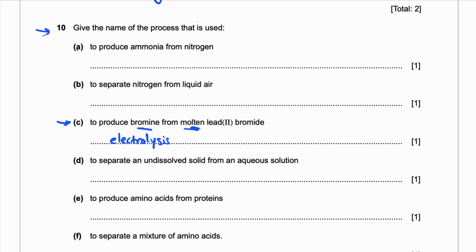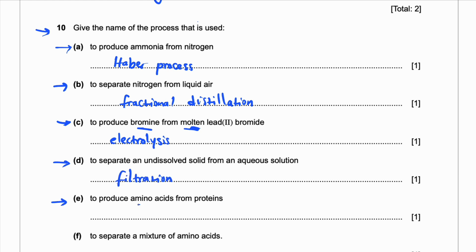Let's just answer the rest of the parts, but if you can't figure them out, don't panic. Later on, we're going to discuss them. So A, he is asking about the name of the process to produce ammonia from nitrogen. That's called Haber process. To separate nitrogen from liquid air, that's fractional distillation. To separate an undissolved solid from an aqueous solution, that's filtration.